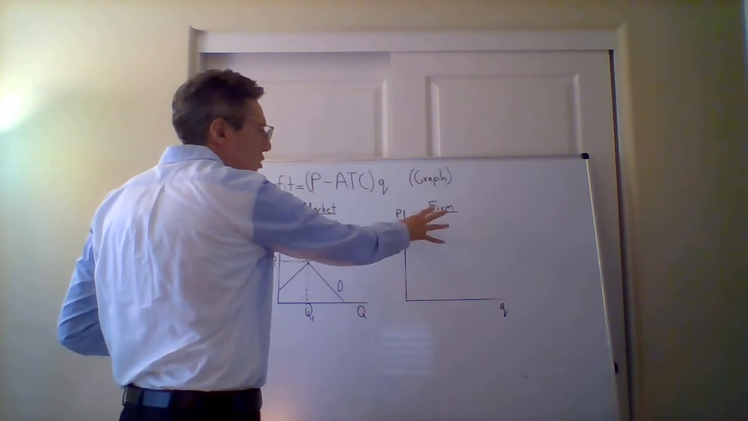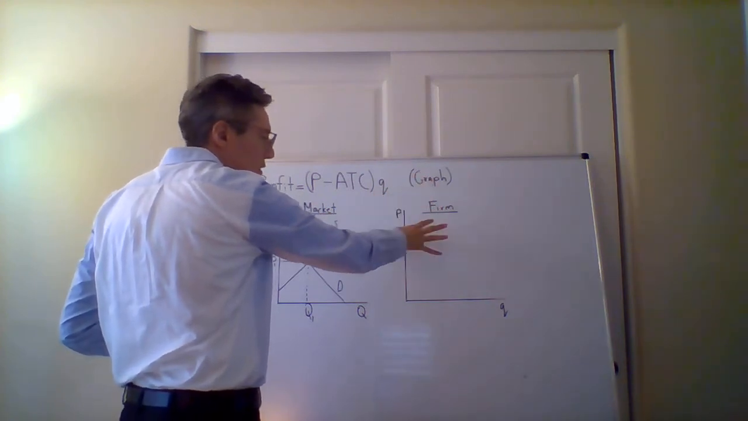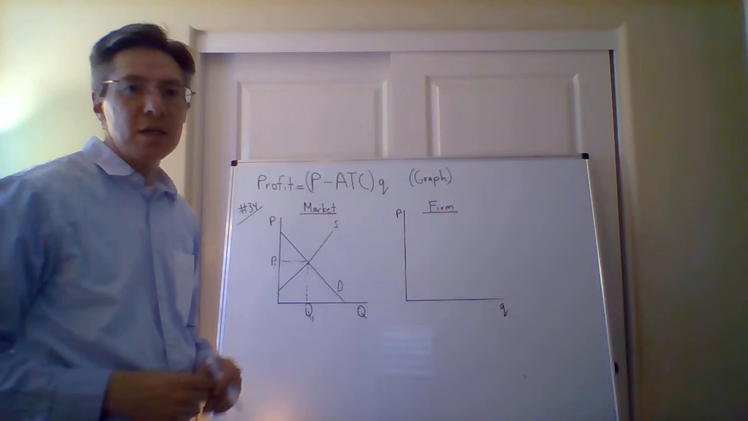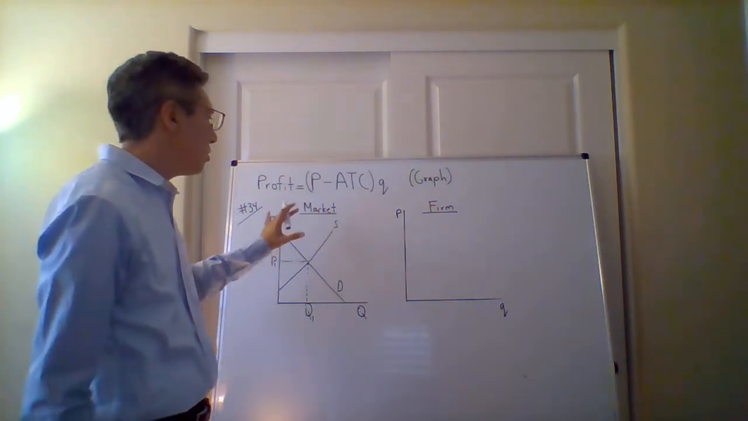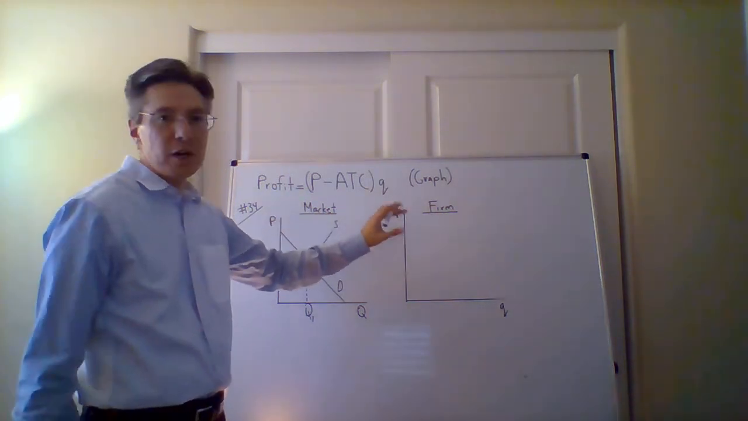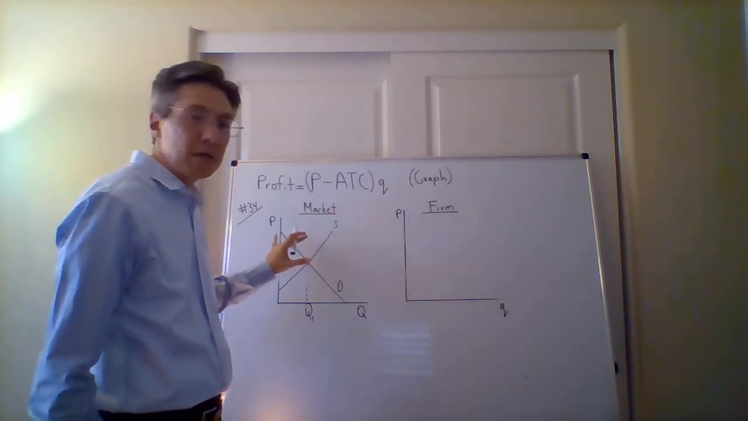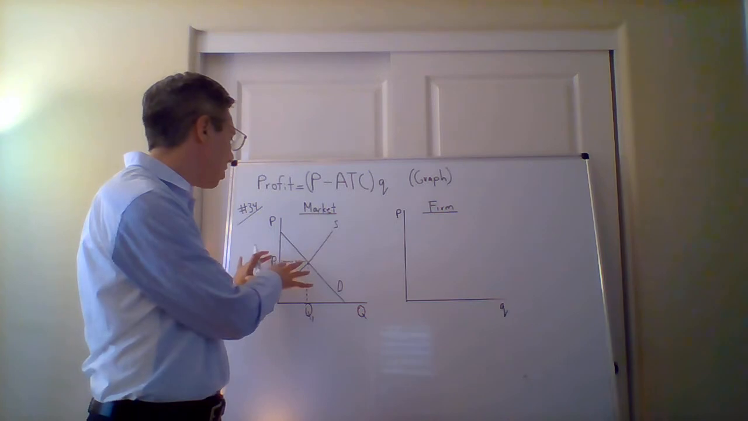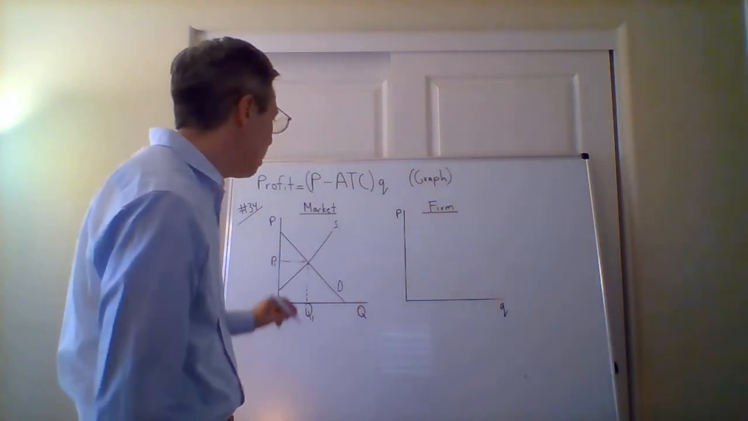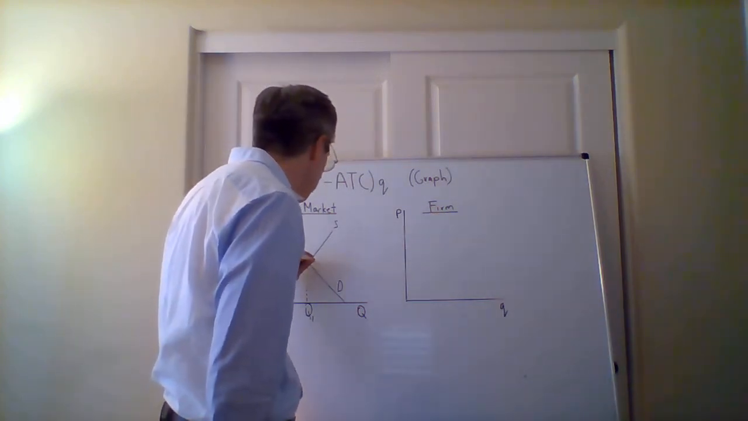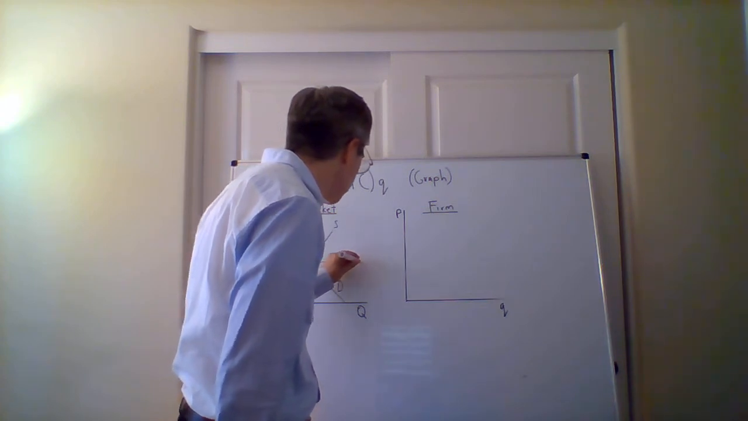The reason is because, remember, the firm is a price taker. So where does its price come from? It comes from this market. So we have this price determined by supply and demand. What we do is just take this price and carry it over.